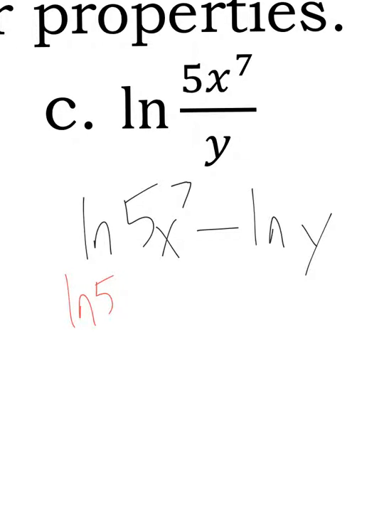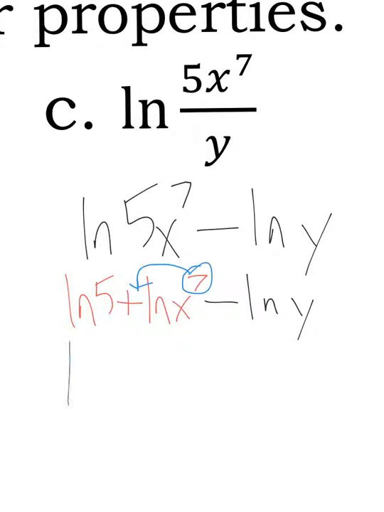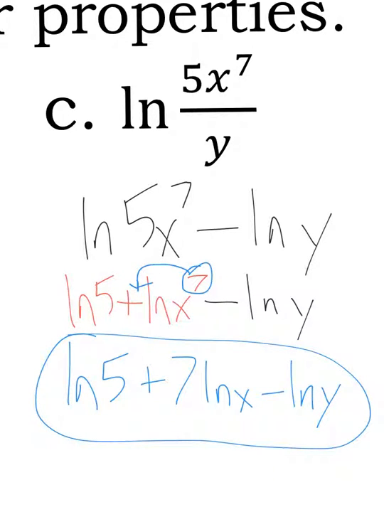It's 5 times x to the 7th. So you have to write it as ln of 5 plus ln of x to the 7th. Okay, it's important that you split those up first, just like we did on the last example with the 10 and the x. And then I can just keep writing that minus ln y. So now I have the 7, and I just take it to the front there. And so my final answer is going to be ln 5 plus 7 ln x minus ln y. And that is the final answer, because you can't expand it any more than that.